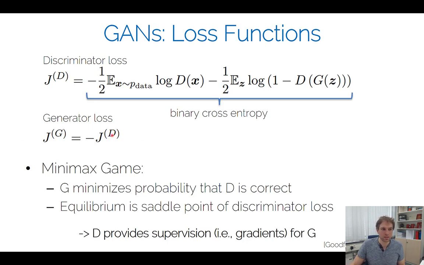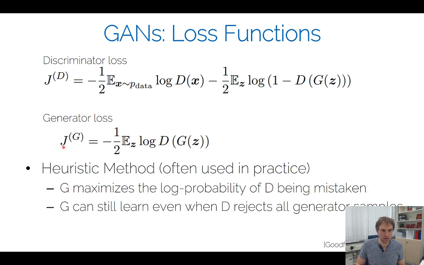And oftentimes, instead of just having the negative discriminator loss, what people do is they use this heuristic method. If I'm going back, this one is still a binary cross entropy for the discriminator. But for the generator now, we have the negative log likelihood that the discriminator is wrong about the generated images. This is a little bit different. In this case, we maximize the log probability of D being mistaken instead of just taking the negative loss function of D.